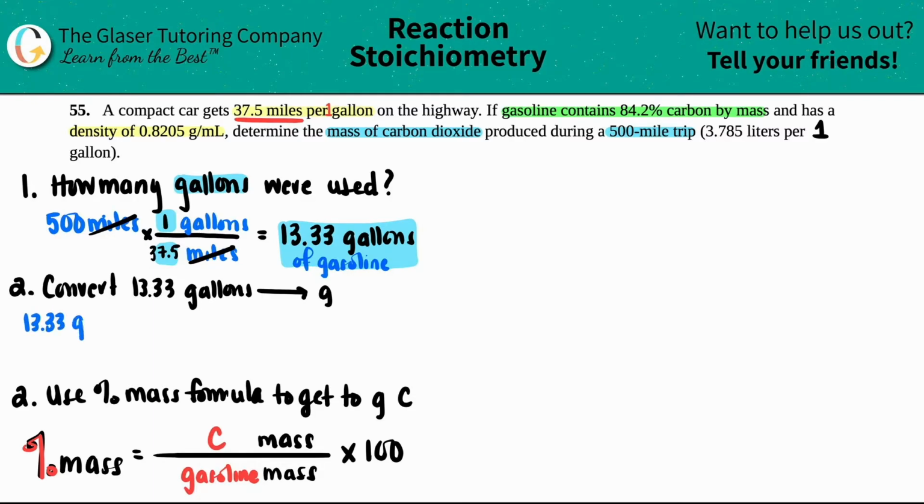13.33 gallons, right? I don't want this unit anymore. I'm going to multiply it by a ratio. Gallons go on the bottom. And I look and I see, okay, the conversion that they gave me was liters and gallons.